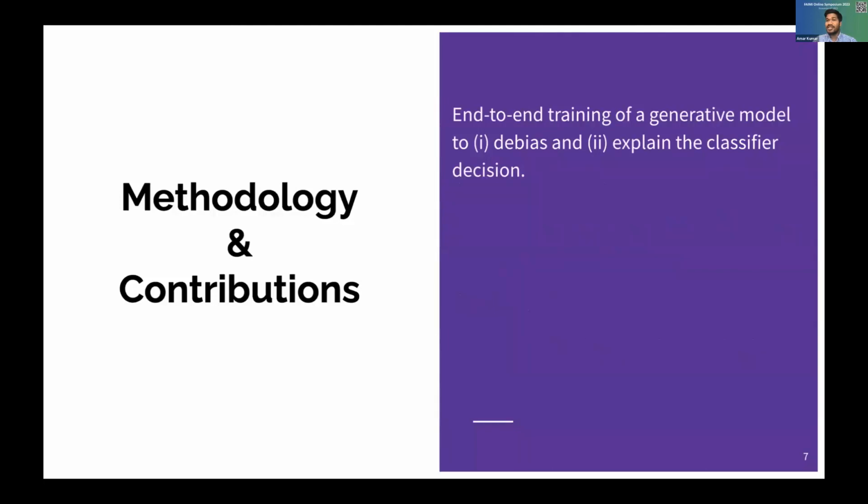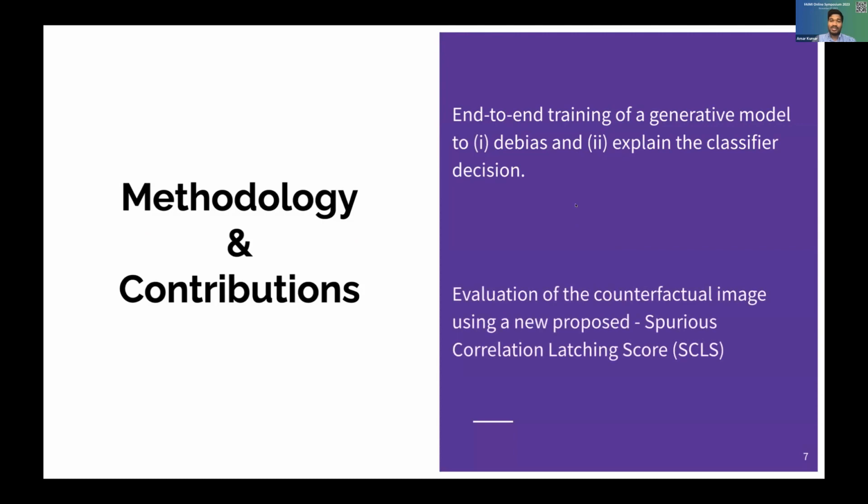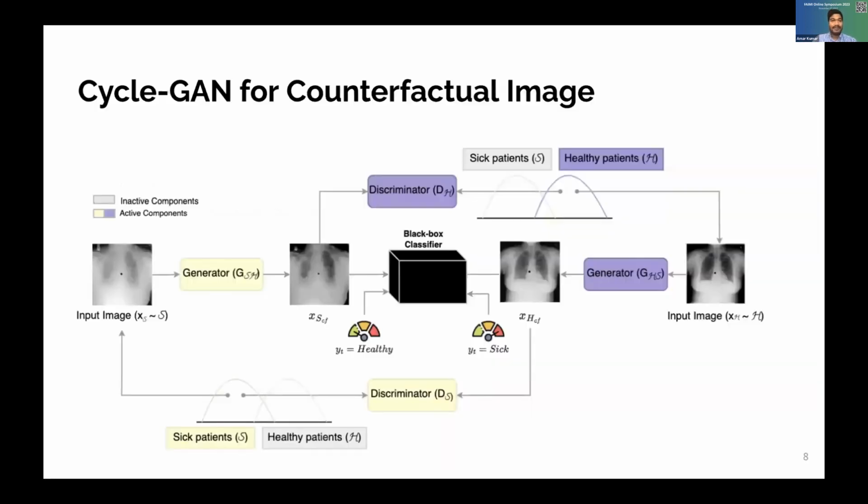In terms of methodology, we propose an end-to-end training of a generative model, which is to debias and explain the decision of the classifier. And we also propose a new evaluation metric, which I'll talk about in a minute, because most of the standard metrics do not address the issue that we are trying to address. So we propose the spurious correlation latching score, where we try to evaluate whether the synthesized counterfactual image contains this spurious correlation or not.